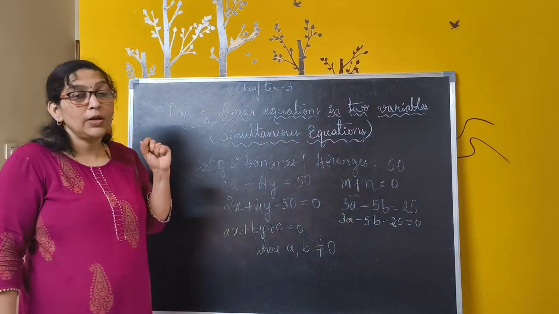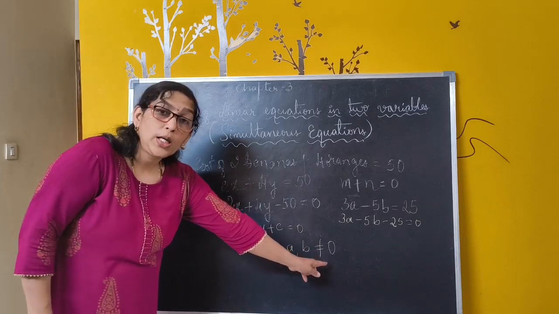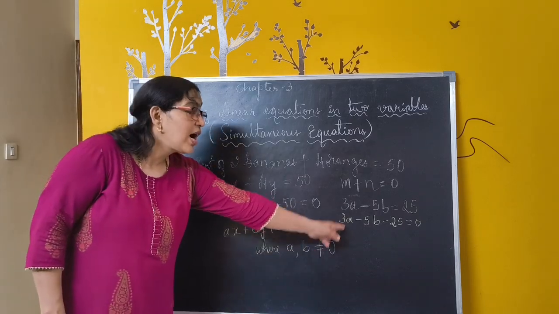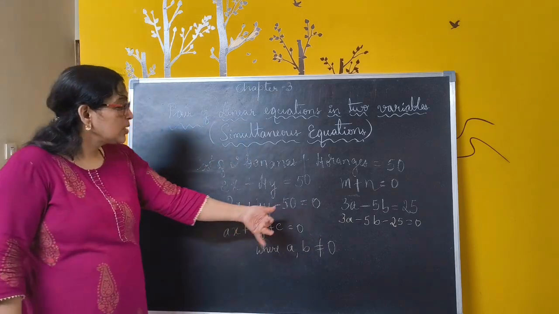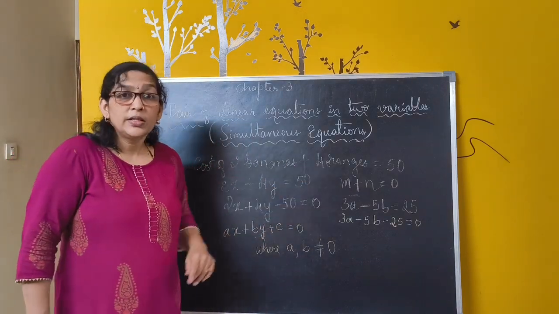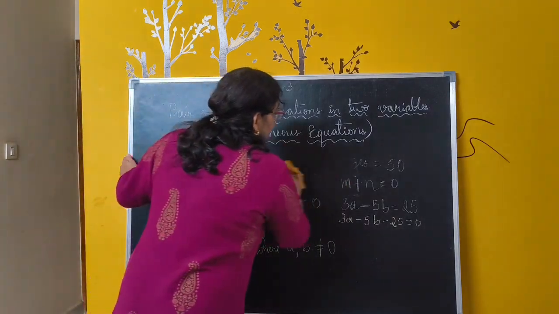So, for a linear equation in two variables, a and b should not be equal to 0. If they are 0, we will get a linear equation in one variable. So, this is the condition to be satisfied. Okay, so what is the general form?